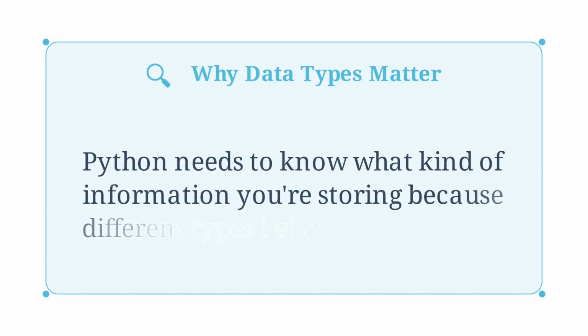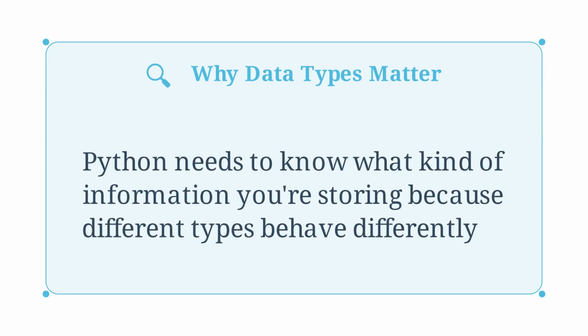Here's the thing. Python treats different types of information differently. It's like knowing whether a box contains liquid or solid. You handle them in completely different ways.